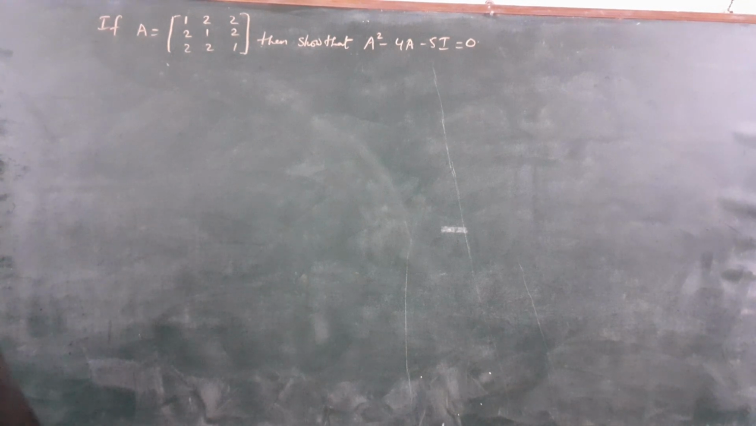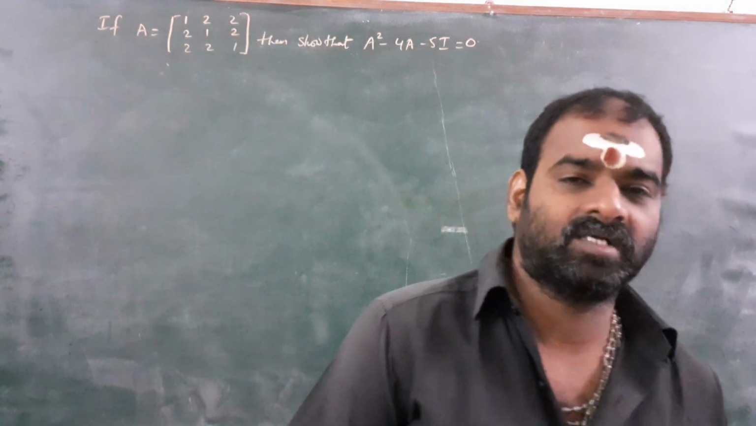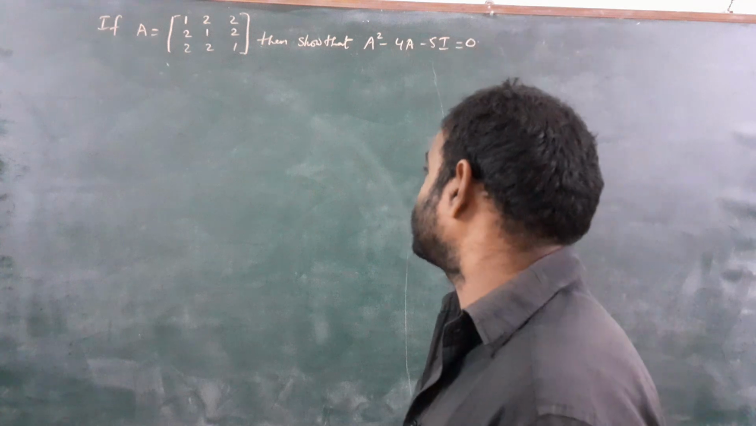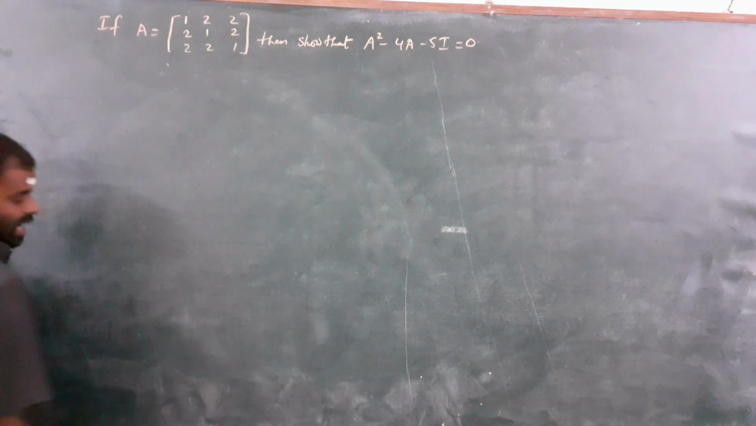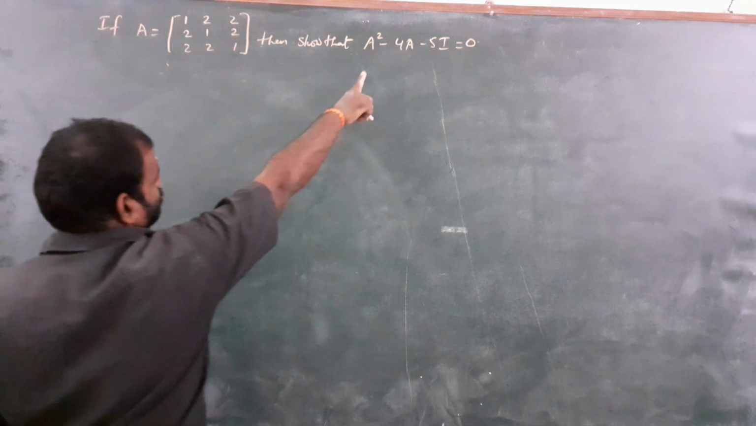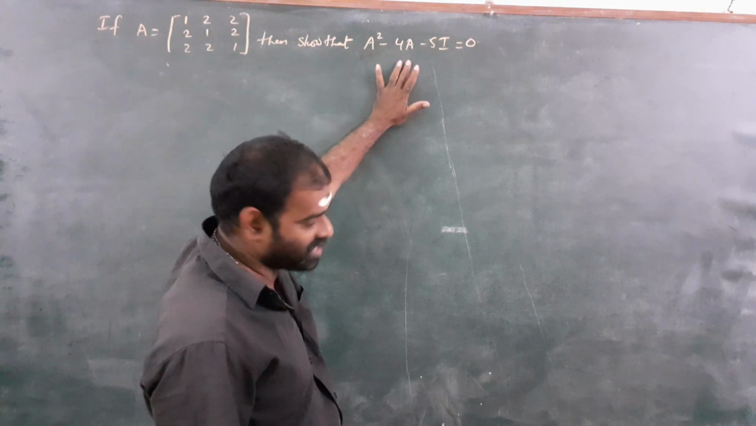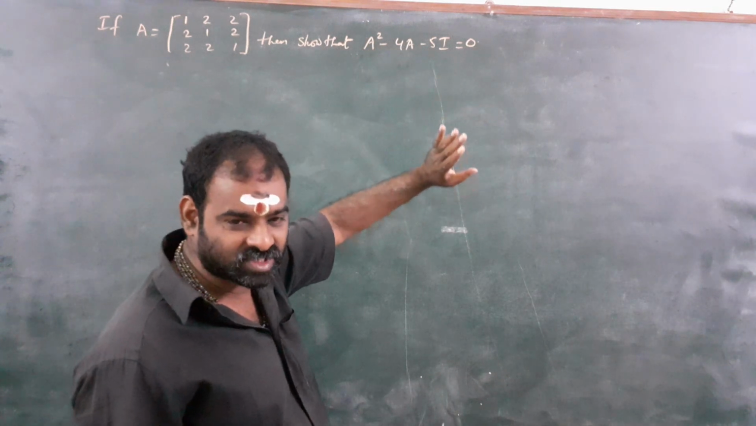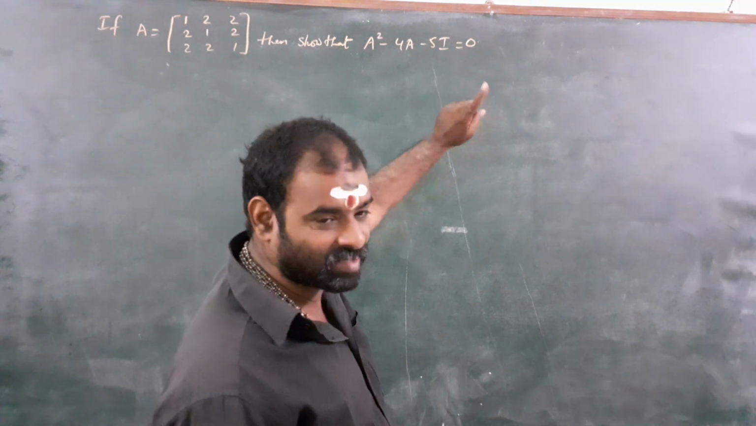So friends, the next important problem is: if A is equal to 1, 2, 2, 2, 1, 2, 2, 2, 1, then show that A square minus 4A minus 5I is equal to 0. So you have to observe one thing. If A is equal to this matrix, then we are going to prove that value. For this, first you have to find A square, then 4A, then 5I, and after that we substitute the values in this equation, then we get the null matrix. 0 means nothing but null matrix.